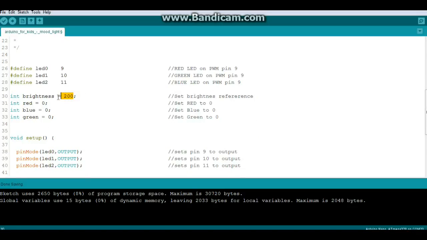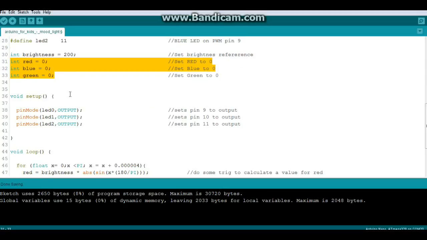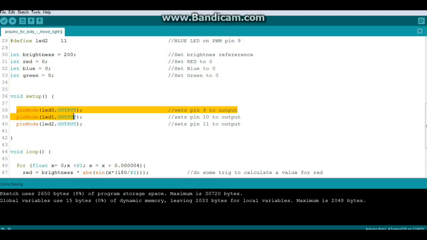Next, we're going to set an integer variable called brightness at 200. You can play around with this number to make your mood light brighter or dimmer. Then we're going to create three integers called red, blue, and green and set them all to 0. Yes, I know, I changed the order, just to mess with people with OCD a little bit. Then in our setup, we're going to set all three of our pins to output. So pinMode LED 1, OUTPUT, pinMode LED 0, OUTPUT, and pinMode LED 2, OUTPUT.